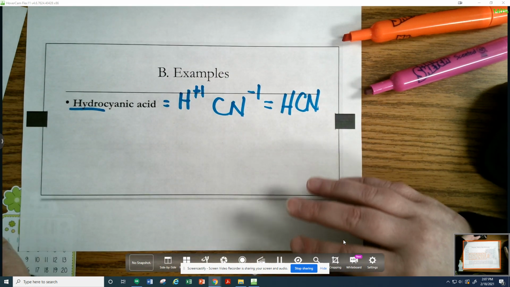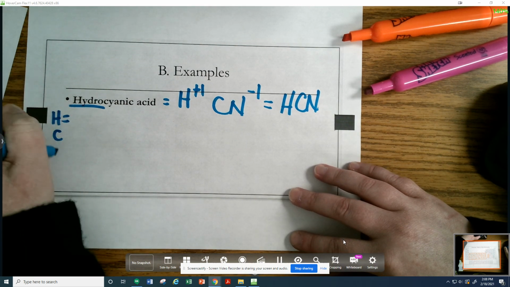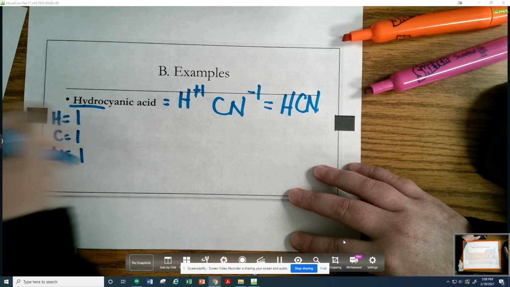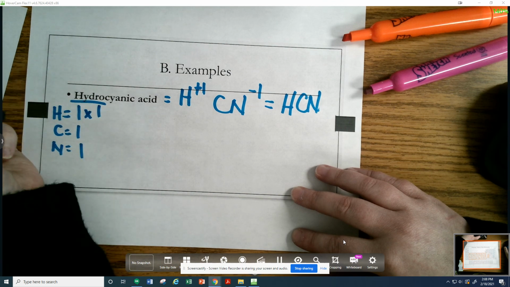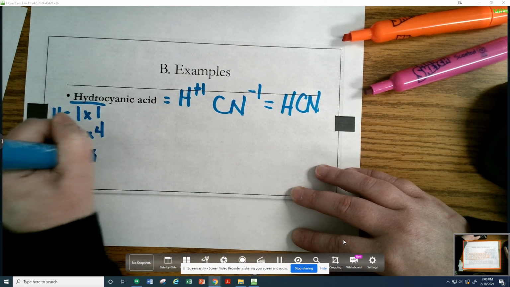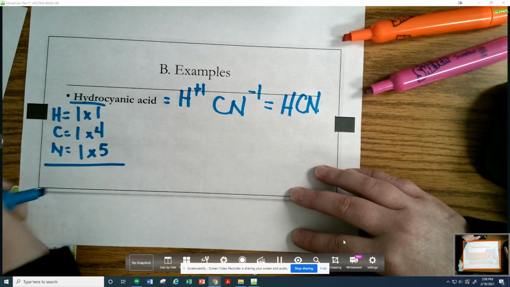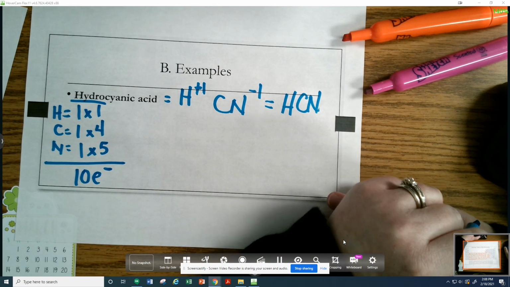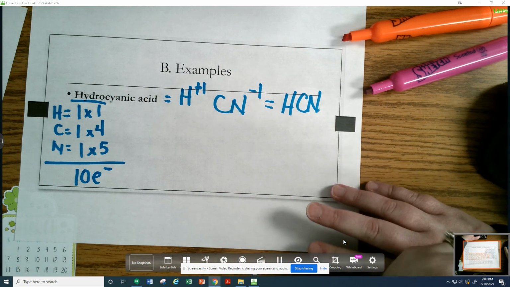So when we go to make this Lewis structure, we have 3 elements: hydrogen, carbon, and nitrogen. Hydrogen, we have 1, 1, and 1. So when we go to the periodic table, hydrogen has 1 valence electron. Carbon is in group 14, therefore it has 4. Nitrogen is in group 15, therefore it has 5. So I add those up to get 10 electrons to spend. Now the trick with this one is we have 1 of each.